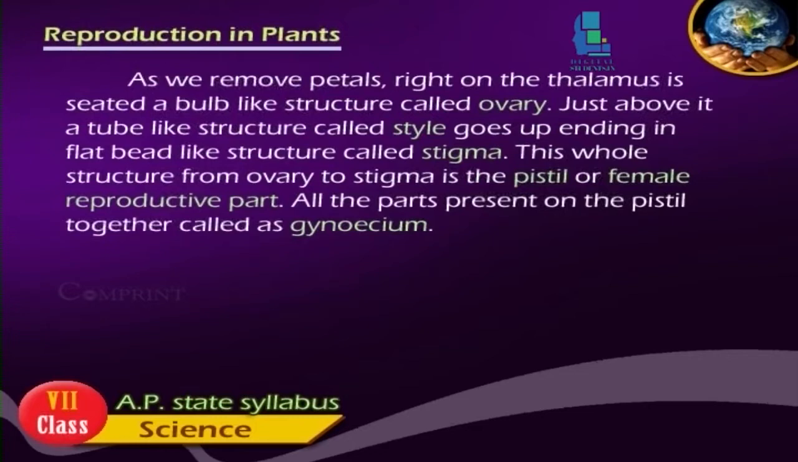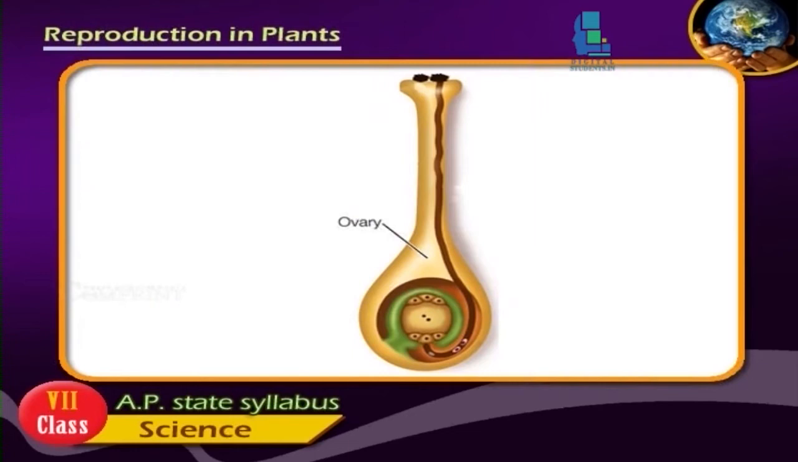As we remove petals, right on the thalamus is seated a bulb-like structure called ovary. Just above it, a tube-like structure called style goes up, ending in a flat bed-like structure called stigma. This whole structure from ovary to stigma is the pistil or female reproductive part. All the parts present on the pistil are together called gynoecium.